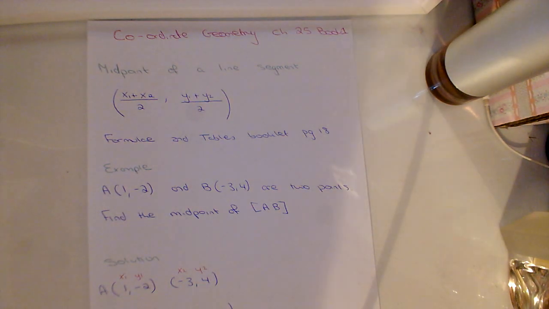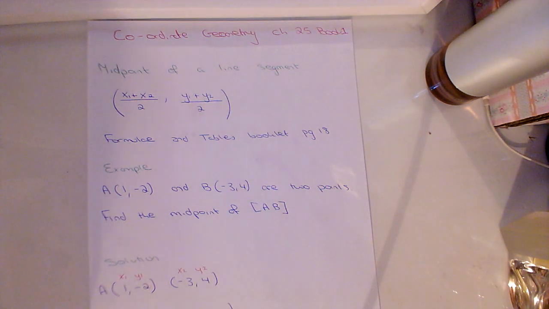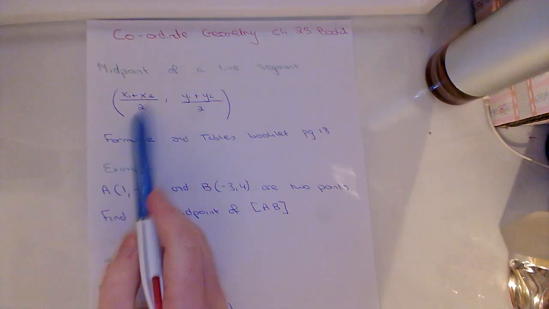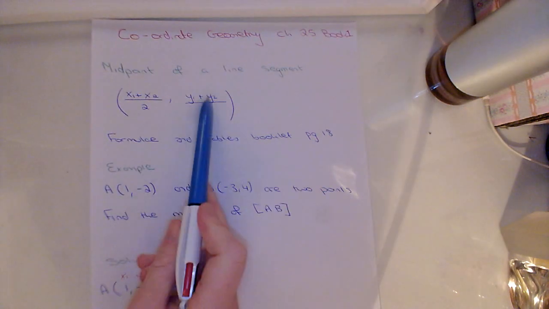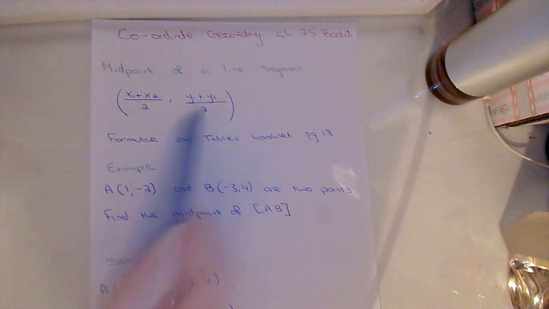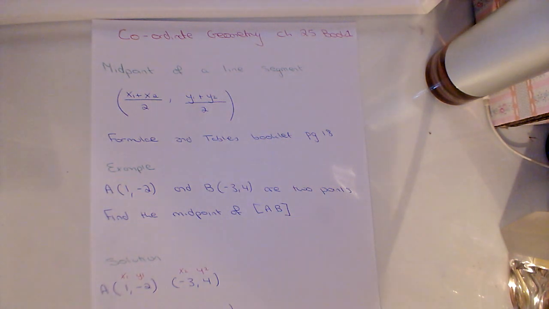So we are going to start a new chapter today, which is coordinate geometry, and it is chapter 25 in book 1. So the first thing we're going to look at today is the formula of the midpoint, and we're going to get the midpoint of a line segment. The formula for this is (x1 plus x2) over 2, comma, (y1 plus y2) over 2, and that formula is in your log tables, page 18.